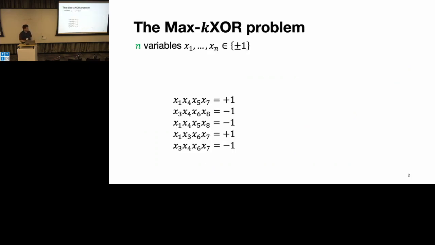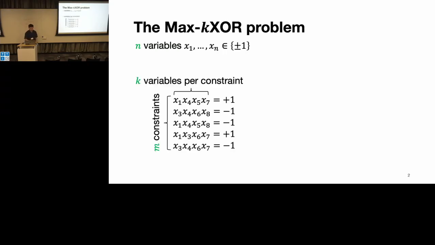Okay, so I'm going to tell you a little bit about a problem that many of you have probably heard of, which is the max kXOR problem. In this problem, you have a bunch of 0, 1 valued variables, or actually plus minus 1 for this talk, and you have a bunch of constraints. Each constraint takes some set of the variables, multiplies them together, and then tells you it has to be either plus 1 or minus 1. So n is the number of variables. I'm going to use k for the number of variables in every constraint, which people also call the arity. And m is going to be the number of constraints. Those are the three numbers we care about.